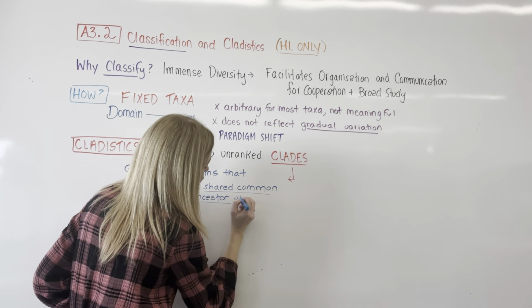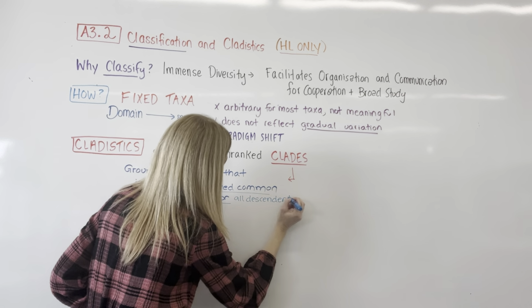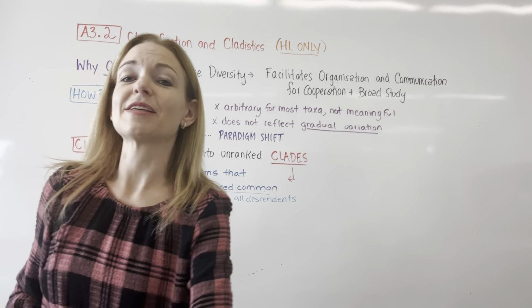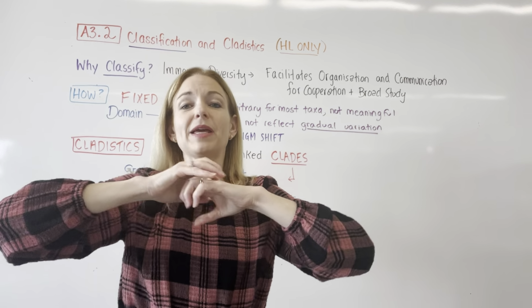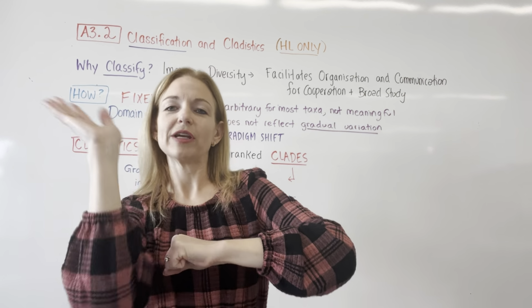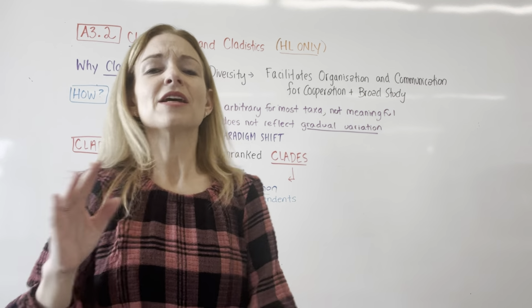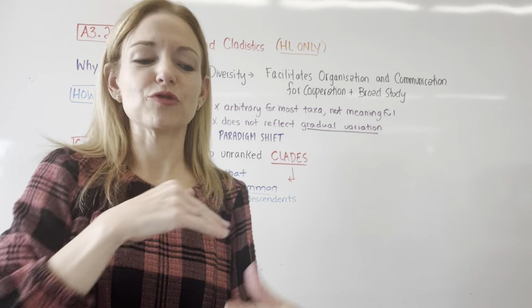So it needs to include all descendants of a common ancestor. The common ancestor could be a primate tree and it could be a clade of primates. It could be an animal tree and a clade of animals, but it needs to include the whole tree, not just random parts of it. Hopefully that makes a little bit of sense. We'll look at it more as we draw some things.